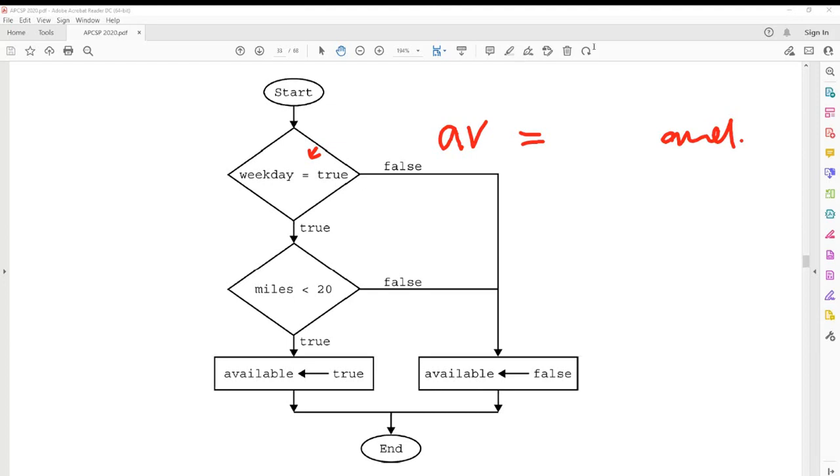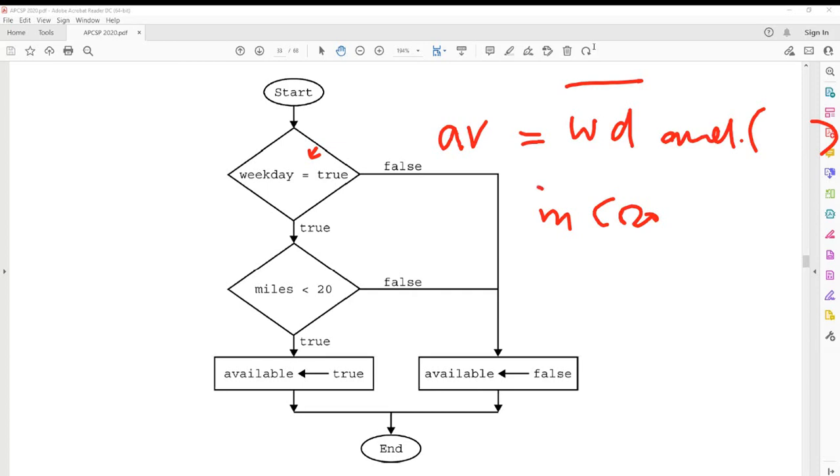Because as long as you have the weekday, then weekday is true, weekday bar will be false, okay. And then available will be false, okay. Second one is mile less than, we were in the second condition. The second condition is mile actually less than 20, then availability will be false.